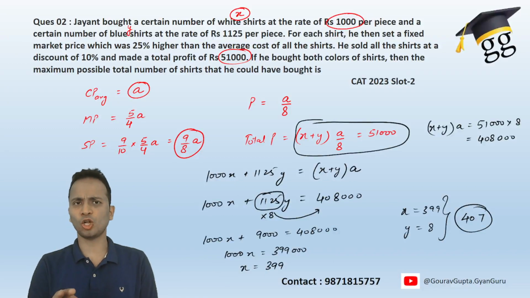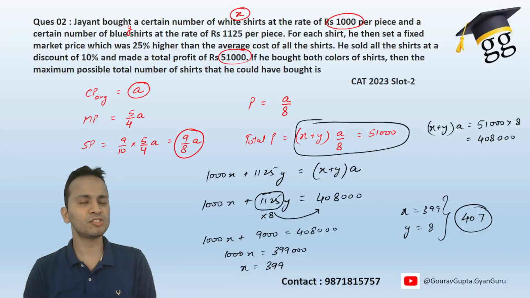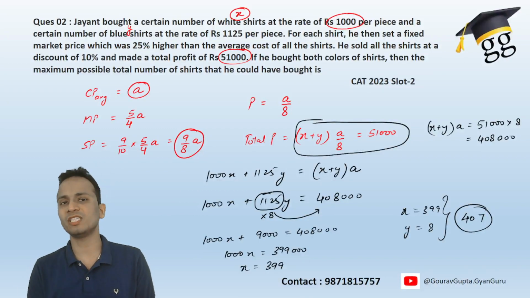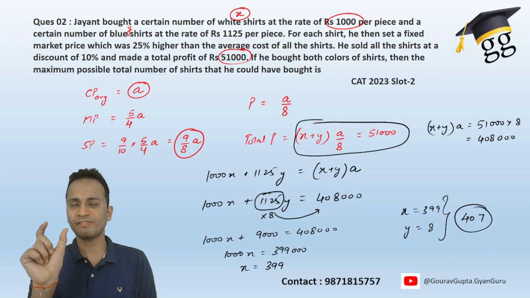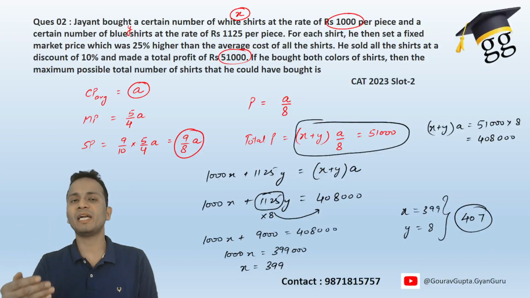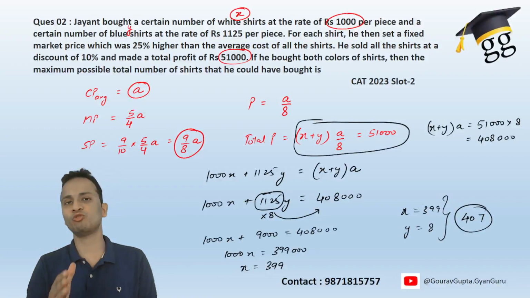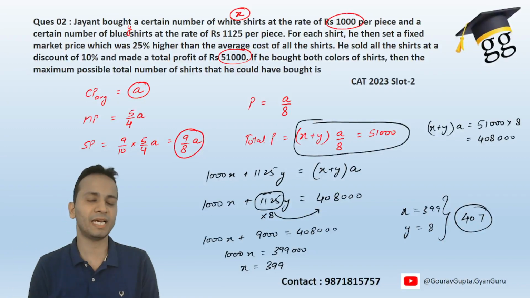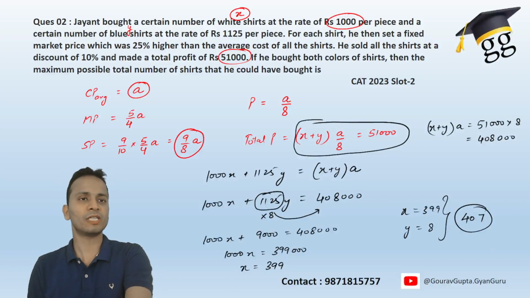Okay, just the logic of linear equations in two variables, finding the natural number solutions. Observation: if I want to make 1125 a multiple of 1000, then 125 is the remaining part. 125 when multiplied by 8 will become 1000. So 1125 when multiplied by 8 will become 9000, and you will get the values of x and y. All right, so that was question number 2.